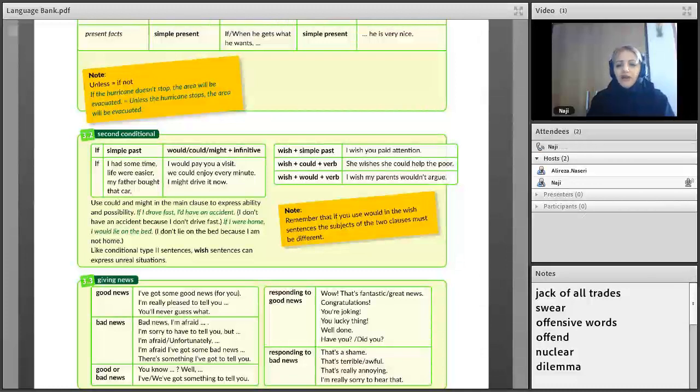And also, we talked about wish clauses. For example, if I had money, I would buy a BMW. So, imaginary. I wish I had enough money. I wish I could buy a BMW. So, an imaginary, unreal situation for now.